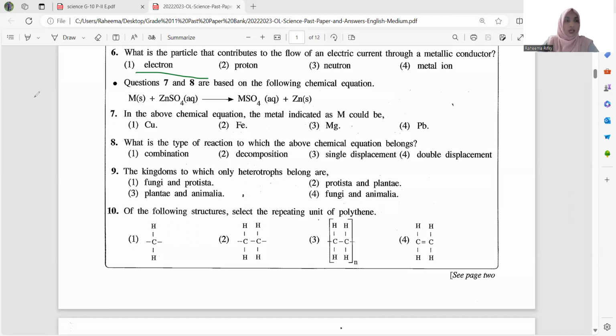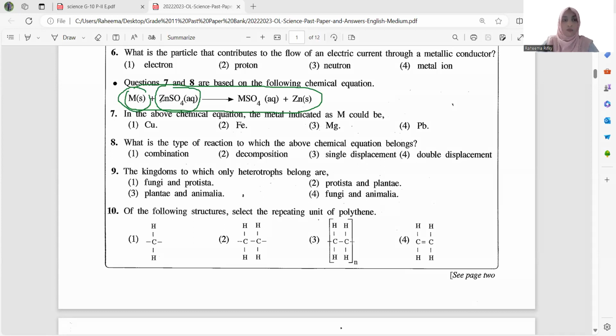Next, we are moving to the 7th and 8th questions. You will get a combined question like this, related to a chemical reaction, a chemical equation. There is a reaction, and this compound, we know what it is: zinc sulfate. And there is a metal, or we can't tell exactly what it is, so there is an unknown thing labeled as M. What you have to see is what happened to this M according to this reaction.